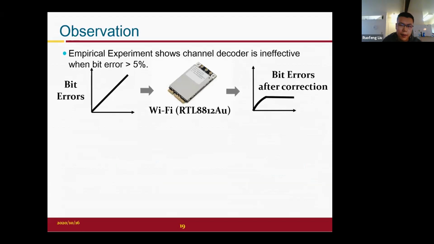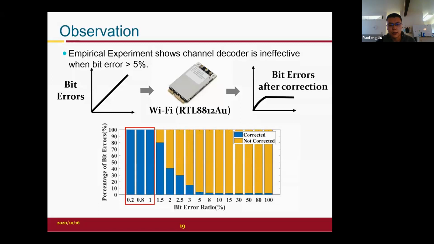To figure out the capacity, we conducted an empirical experiment with some commodity Wi-Fi chips. In the experiment, we gradually increase the bit error rate of the Wi-Fi packet, and the packets are decoded by the Wi-Fi chipset. And then we examine the bit error rate after decoding. By doing this, we can see when the Wi-Fi error correction algorithm will break down.